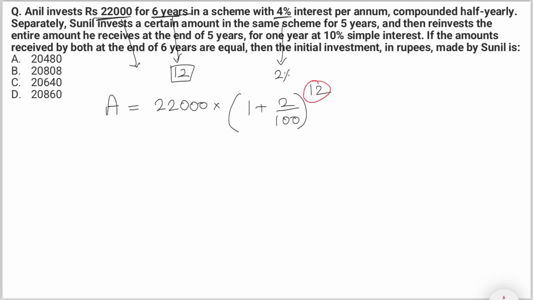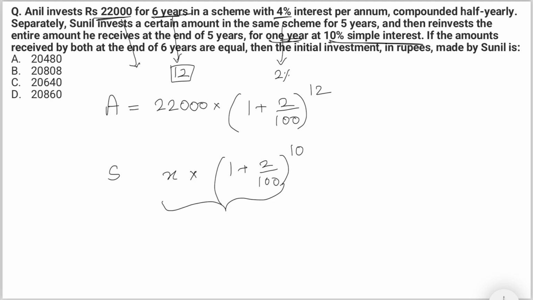We have to look at the other part of the question and be a little optimistic, thinking that something may get cancelled out. So Sunil invests a certain amount in the same scheme for 5 years and then reinvests the entire amount he receives at the end of 5 years for 1 year at 10% simple interest. So Sunil, let's say he's investing X rupees in the same scheme. So in 5 years, Sunil is liable to get X into 1 plus 2 by 100 raised to 5 into 2, that is 10 cycles, right? So raised to 10. And now this entire amount Sunil is investing for 1 year at 10% simple interest. So this entire amount simply gets multiplied by 1.1.